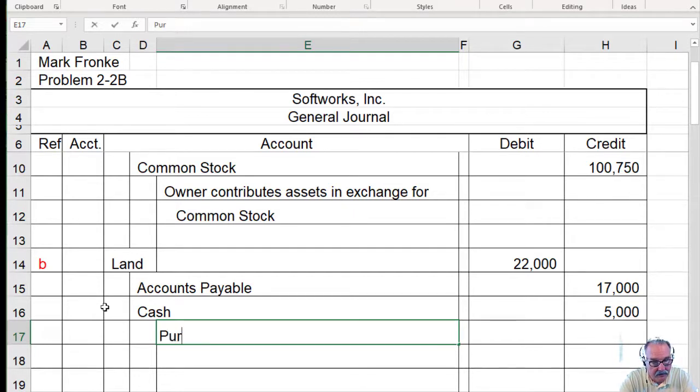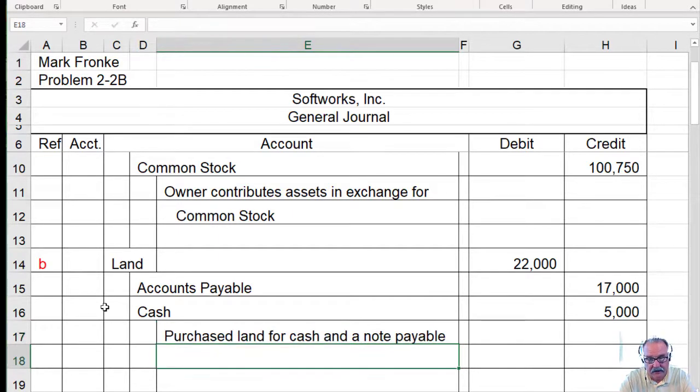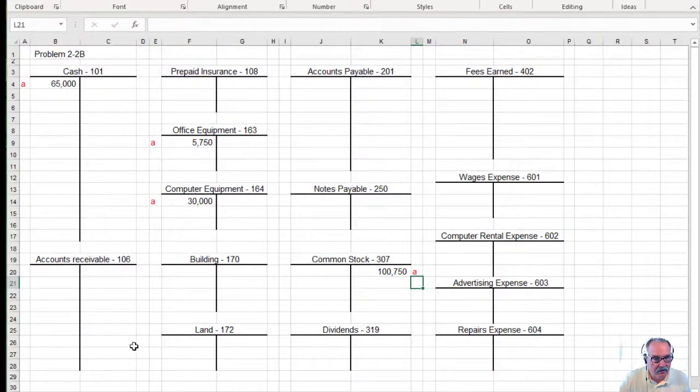Purchased land for cash and a note payable, something like that. If we had the name of the bank that loaned us the money, we could put it in. Whatever information, every journal entry needs a description. And so we can go post this to our accounts as a debit to land. This is transaction B.